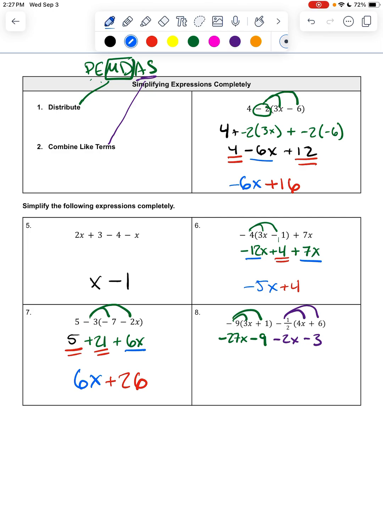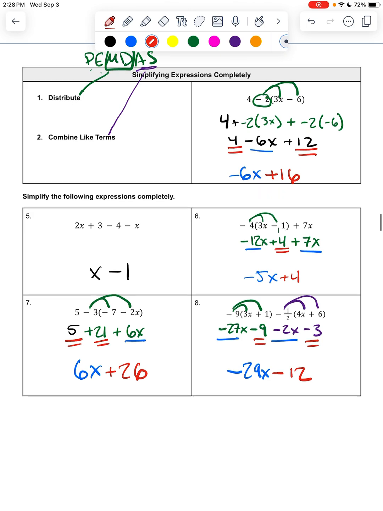Now we look, do we have any like terms so we can write this in fewer terms if possible? Negative 27x and negative 2x makes more negatives. Negative 29x's. Negative 9 and negative 3 are also like terms. Seeing that they're both negative, we know it's going to be minus. 9 and 3 make 12. And those are our answers.